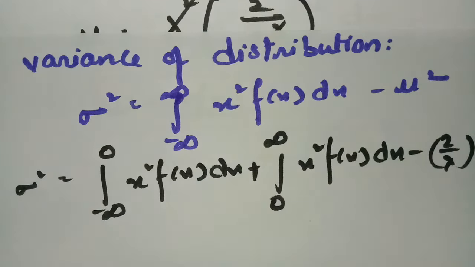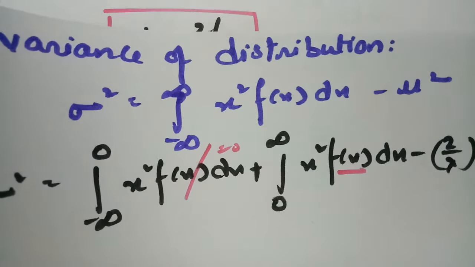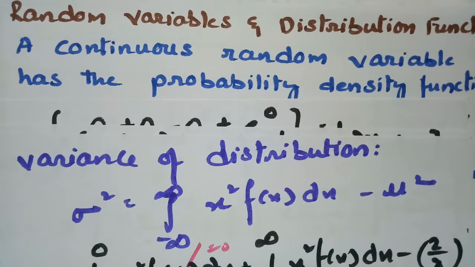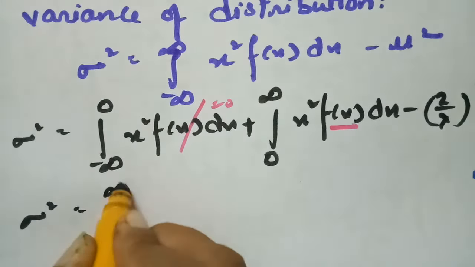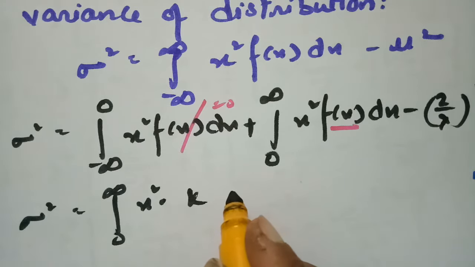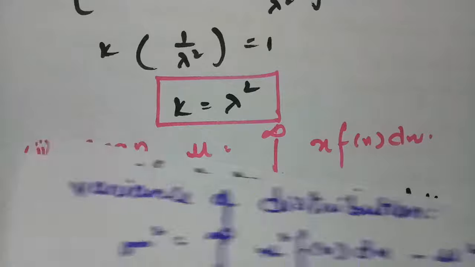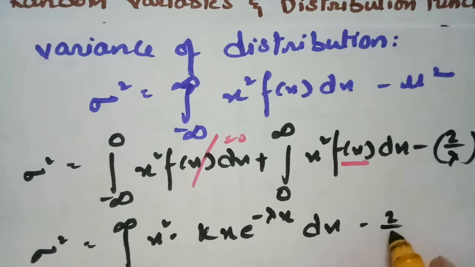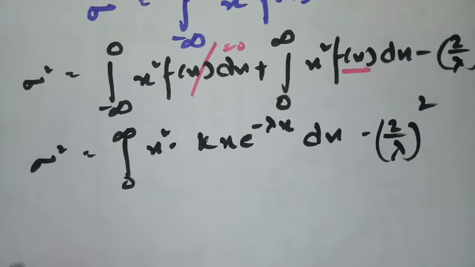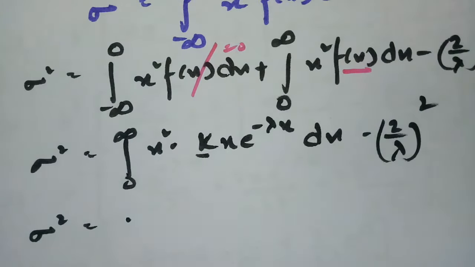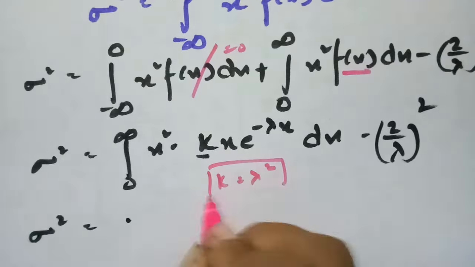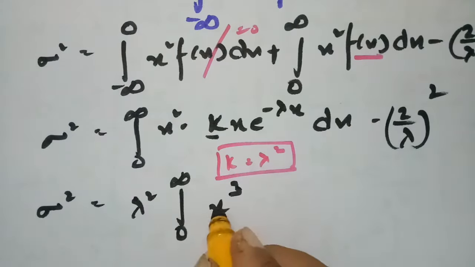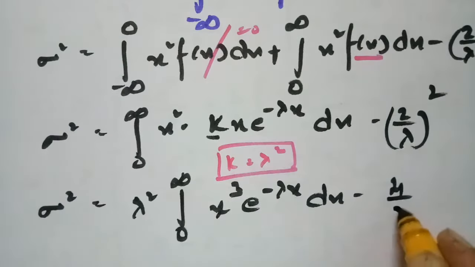So from the question, this value will be 0 and this f of x value from the question will be, let me show you, kx into e power minus lambda x. So I am going to substitute this one. This is 0 to infinity x square k times of, let me show you, what is f of x value? Kx e power minus lambda x into dx minus 2 by lambda whole square. So if I multiply, what is our k value? K value is nothing but lambda square. So if I send this lambda square outside after substituting the k value, this will be x cube e power minus lambda x dx minus 4 by lambda square.